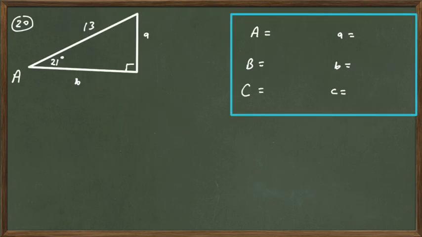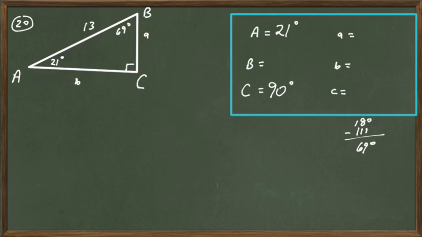After 19, we have 20. They want us to solve the triangle. They already give us some of it. They tell me angle A is 21 degrees, so I'm going to go ahead and label it. I know that angle C is marked to be 90 degrees. You know the total degrees in a triangle is 180. 21 and 90, I believe, are 111. If you subtract that from 180, I think it gives you 69 degrees. So that makes this angle up here 69 degrees, which should be angle B.